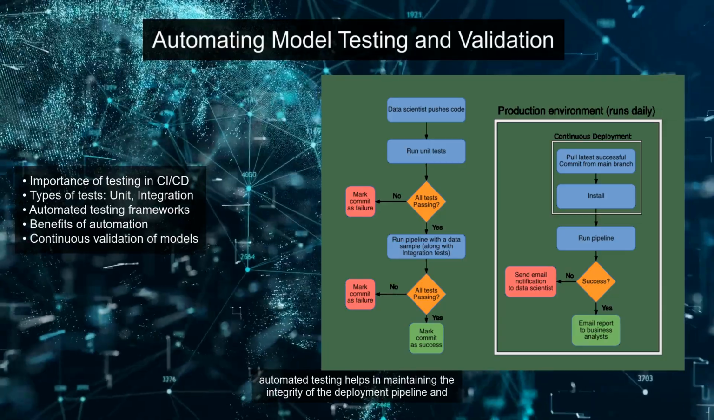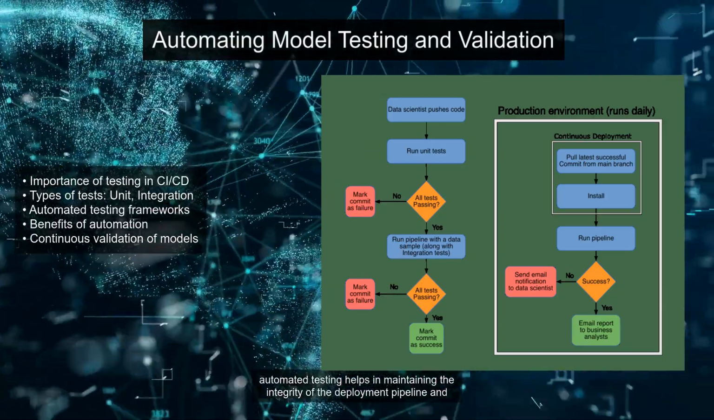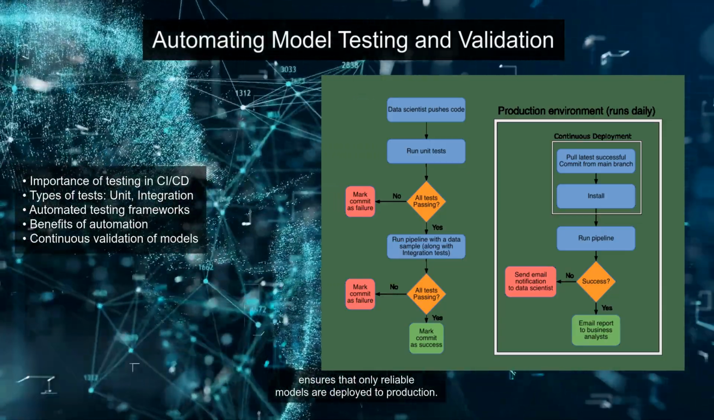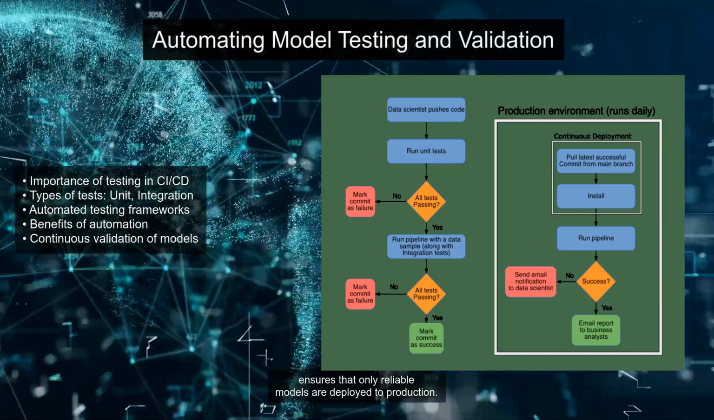Continuous validation of models through automated testing helps in maintaining the integrity of the deployment pipeline and ensures that only reliable models are deployed to production.